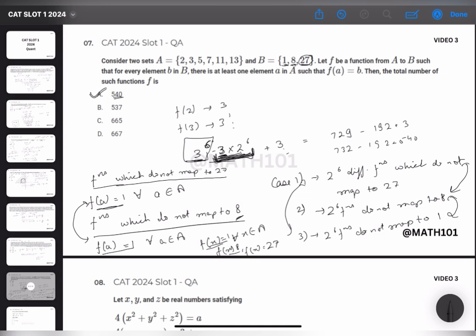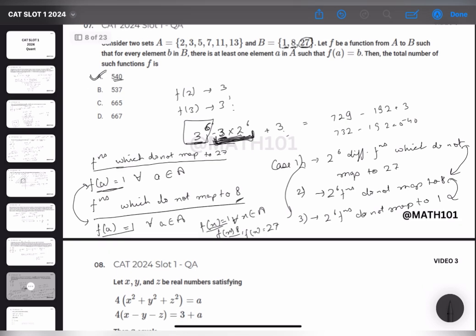This is known as the principle of inclusion and exclusion. If you want, you can read it more. It's known as the principle of inclusion and exclusion.